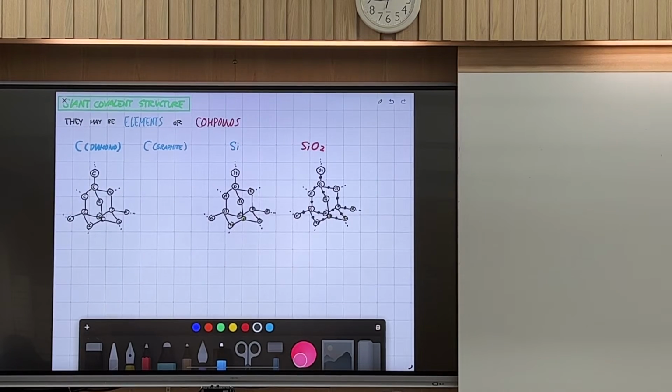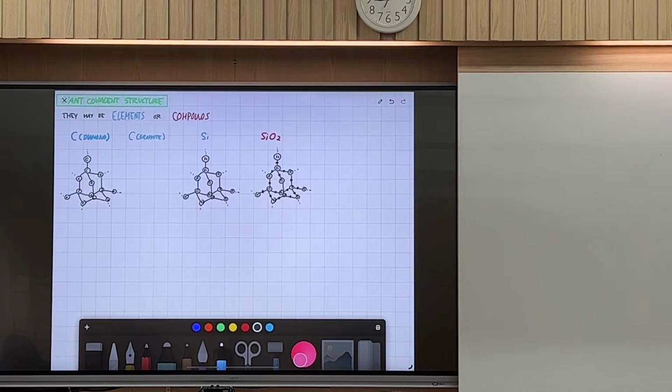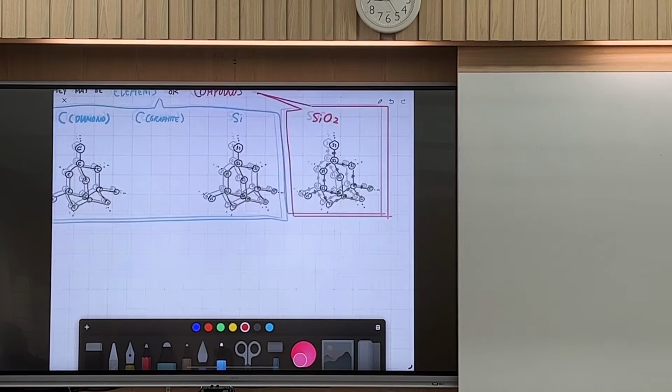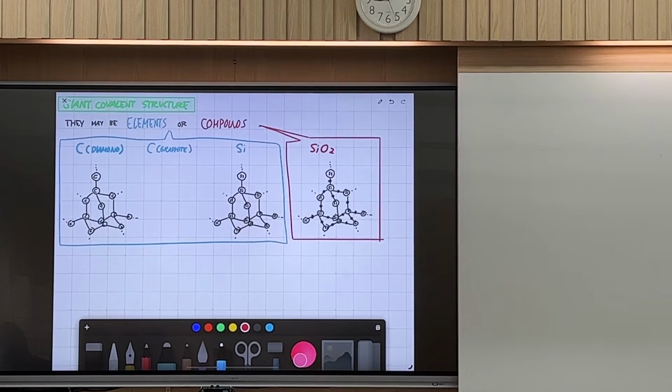But be careful when you classify them, okay, into like the element and compound. That's because these three, they belong to what we call the elements. Okay, so they are the element because they contain only one type of atom. But SiO2 is not an element. Okay, it is a compound, as it has both Si and O, meaning there are two or more types of atoms involved. What about graphite?